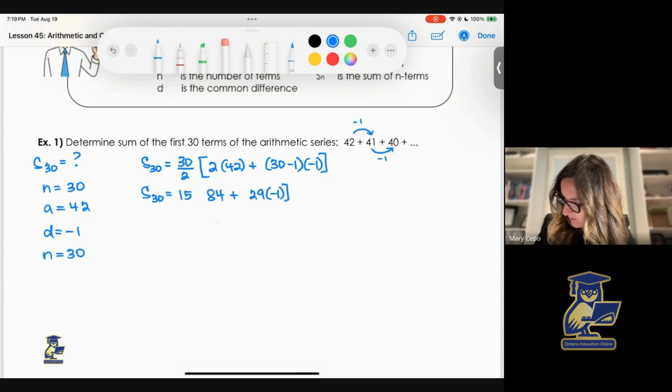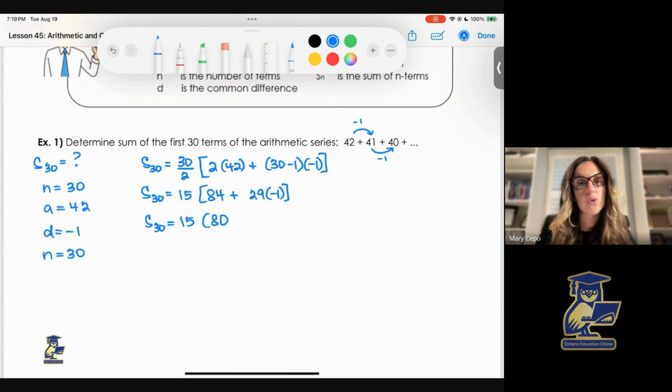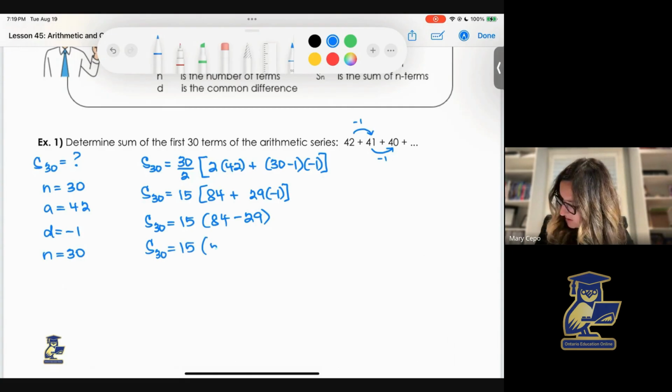Okay, so again, following BEDMAS, S subscript 30 is equal to 15 times 84, 29 times -1, which is minus 29. So S subscript 30 is equal to 15 times, if we took 84 minus 29, which is 55, 15 times 55, which is 825.